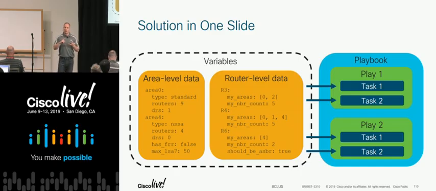And then we have router-specific data. How many neighbors do you have? What areas are you in? Should you be an ASBR, yes or no? Those kind of things. So we're kind of declaring the state of the network that we expect to see.